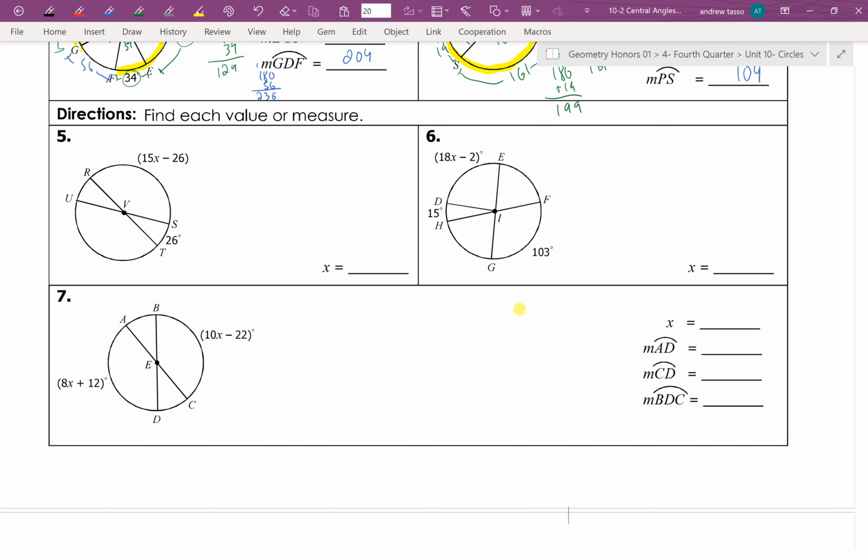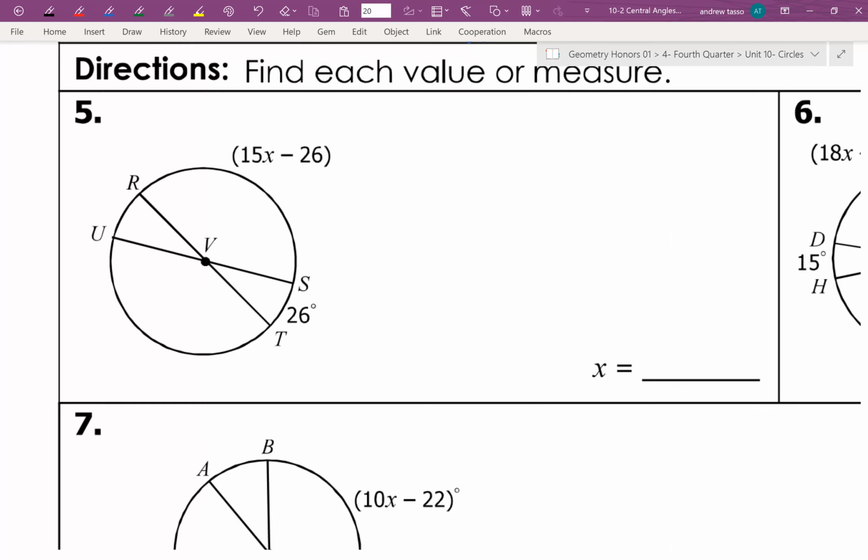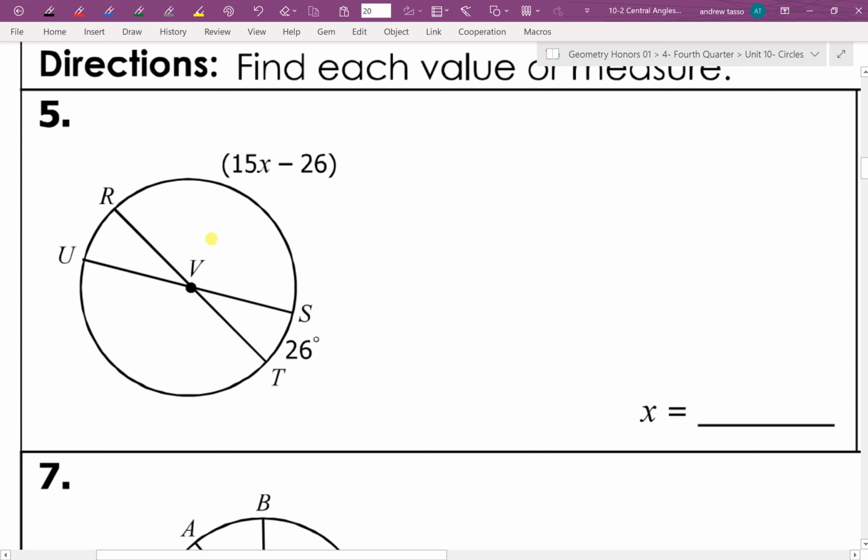Okay, so let's continue our lesson on central angles. So here we have an algebraic setup. In this case, what we have to do is realize that the arc measure here is 26 degrees. So the angle here would be 26, the angle here would be 26, and the arc here would be 26, right?